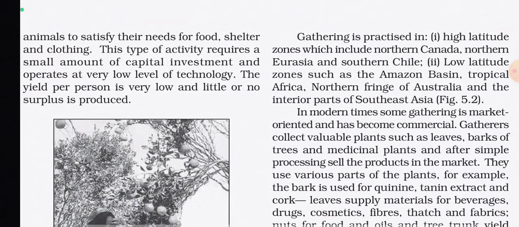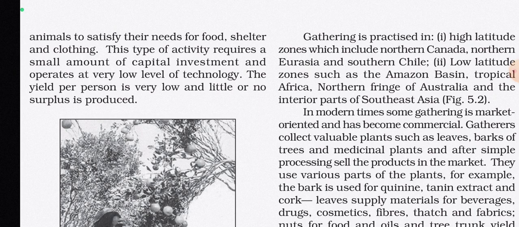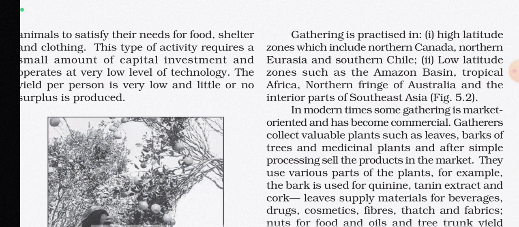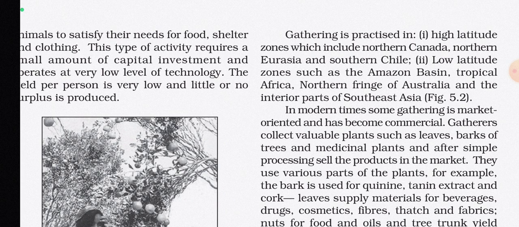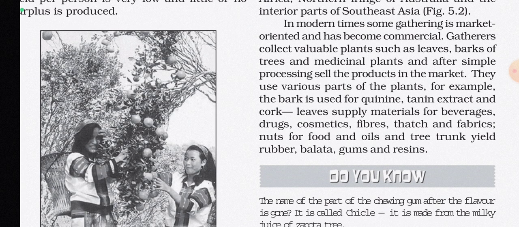Gathering is practiced in high latitude zones which include northern Canada, northern Eurasia, and southern Chile. Low latitude zones such as Amazon basin, tropical Africa, northern fringe of Australia, and the interior parts of Southeast Asia. In modern times, some gathering is market oriented and has become commercial.